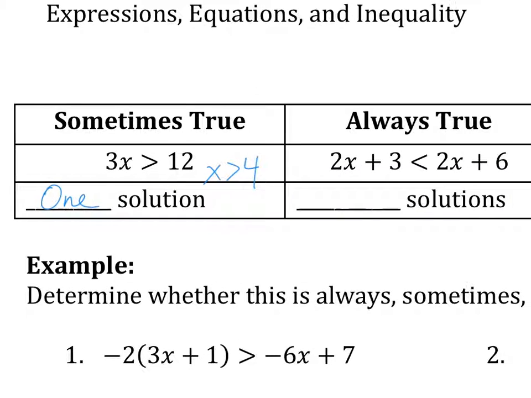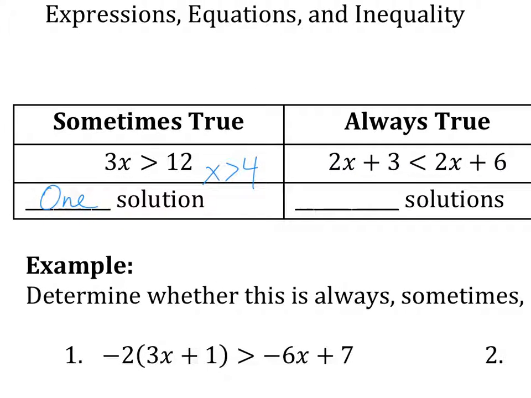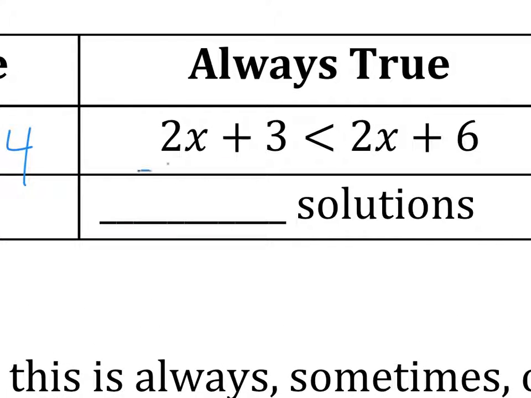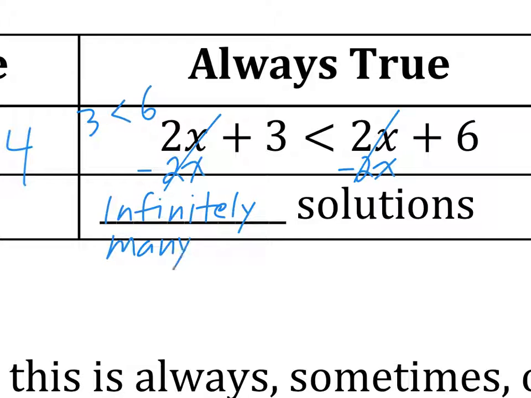Next, 2x plus 3 less than 2x plus 6. Now this one's a little bit harder to see because there are x and numbers in there. So what you want to do is subtract 2x from both sides. That will eliminate the x altogether. You end up with 3 less than 6. Is 3 less than 6? Yes, so that is always true. That means I can put in any number for x and it doesn't matter. It will always work because x eventually all cancels out. So this is infinitely many solutions.